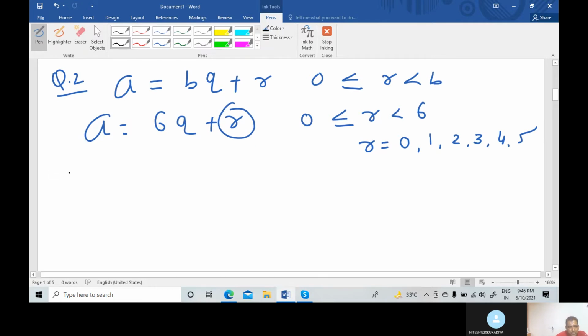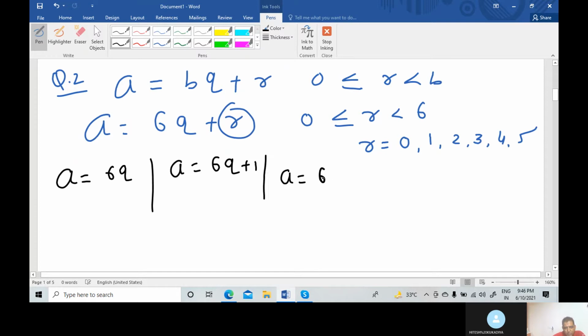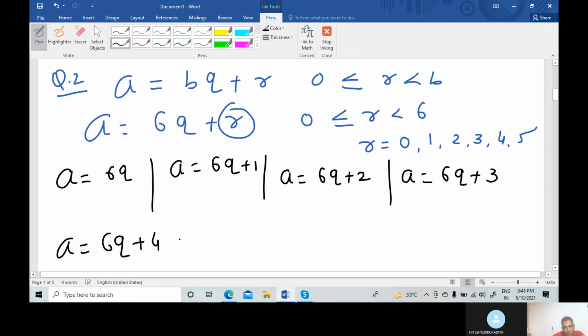Now place all the values of r from 0 to 5 here. First, put 0: a equals 6q. Next, a equals 6q plus 1. a equals 6q plus 2. a equals 6q plus 3. Then a equals 6q plus 4. a equals 6q plus 5. Is that clear? Very simple question.